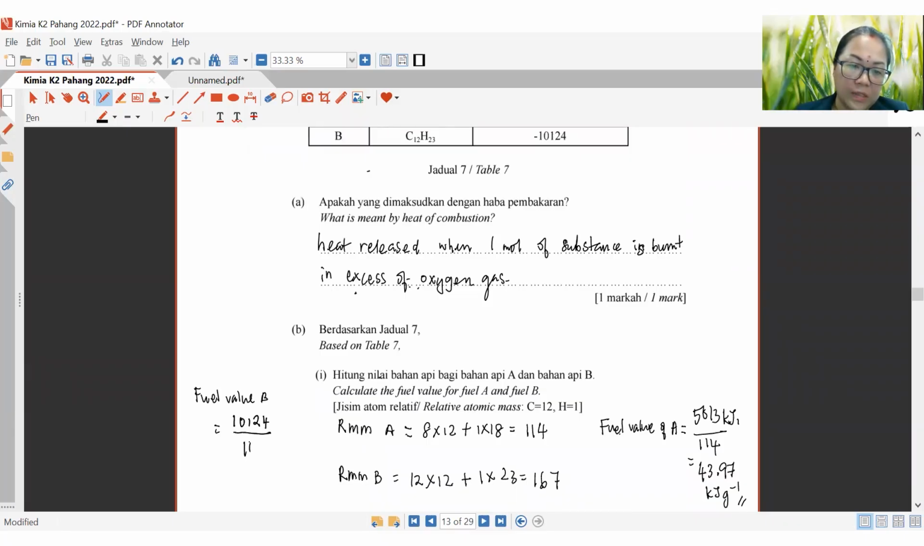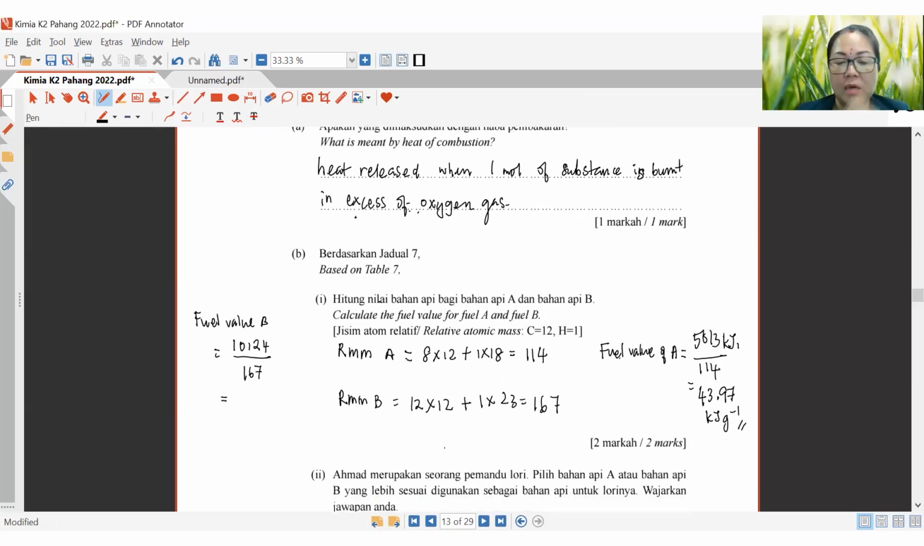divided by 167. If along the way during your working you don't write down your unit, it's okay, because it will not do any harm. But your final answer has to be in the correct unit, otherwise they will not give you any marks. All right, so this one is 60.62 kilojoule over gram. Okay, so that's the method.